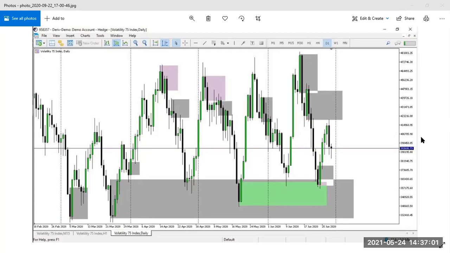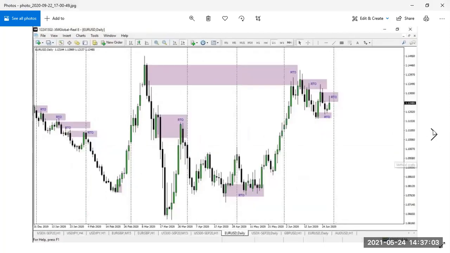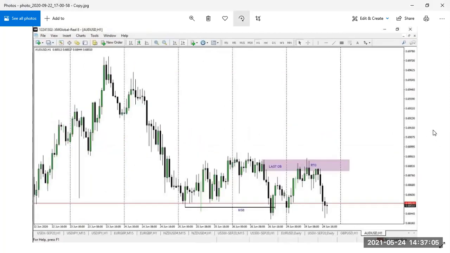All right. So for example, again here, this was the lower low, and this was the minor structure. All of this was minor structure. And then BMS, okay, where's the last order block? This one. And then again, that's where they came back. This is the RTO, return to order block.